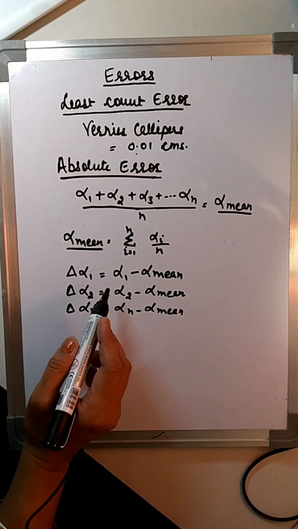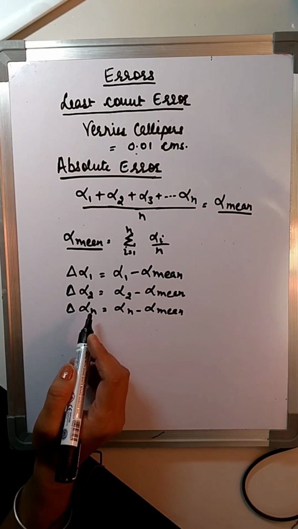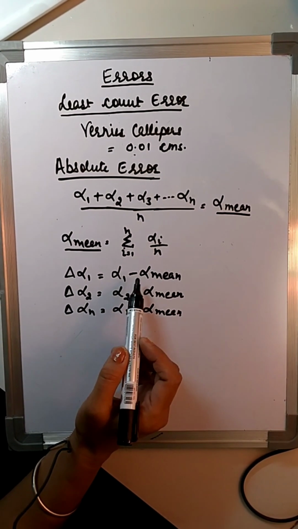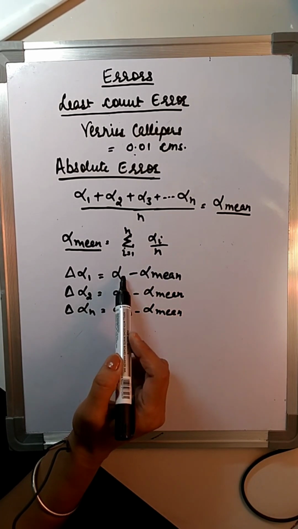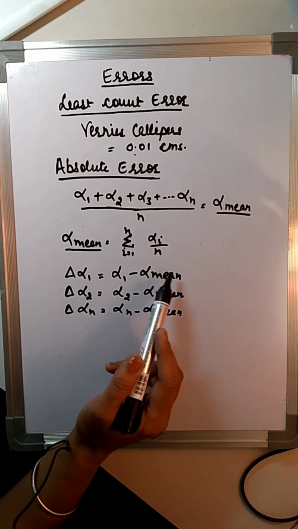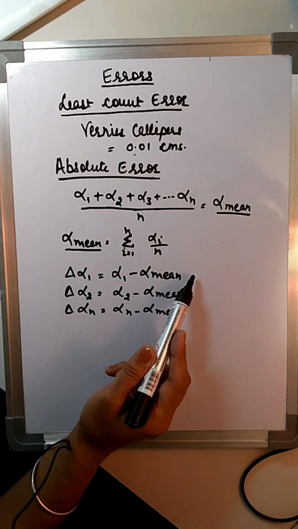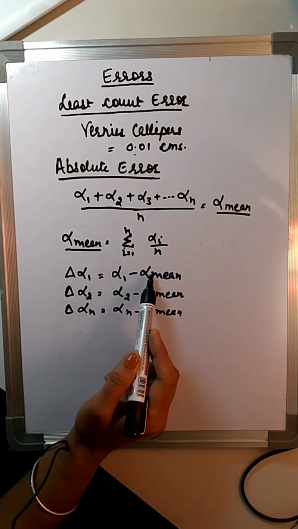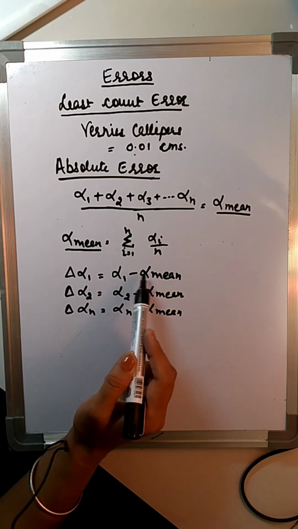Now in case of absolute error we are not taking the sign of the error, as we know that alpha 1 can be larger than alpha mean, and it can be smaller than alpha mean also. If it is larger than alpha mean, then it's positive. But if this value is lower than alpha mean, then it's negative. But we are not taking the negative value, we are just taking the magnitude, meaning we are just taking the difference between these two values. It doesn't matter if this value is larger or lower than alpha mean. We just want to know the difference.